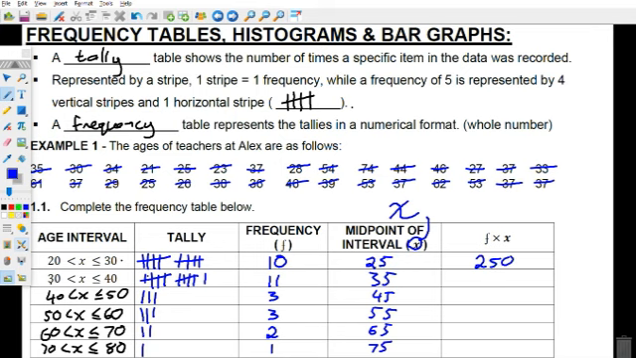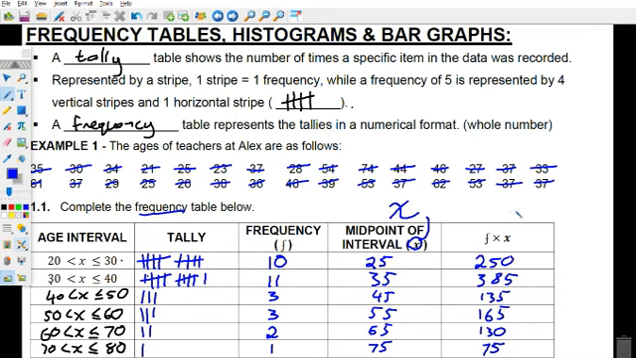11 times 35 is going to be 385. 3 times 45 is 135. 3 times 55 is equal to 165. 2 times 65 is equal to 130. And 1 times 75 is just 75. So now what we've done, we have completed my frequency table.